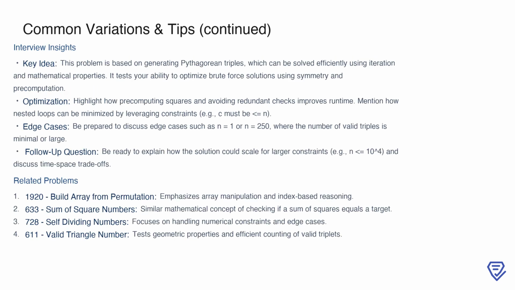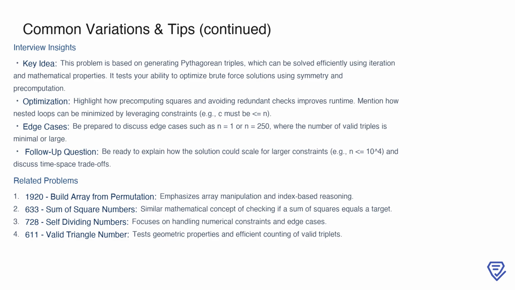In interviews, this problem often tests your ability to optimize brute force solutions using mathematical properties and efficient techniques. The key idea revolves around generating Pythagorean triples while minimizing unnecessary computations. For example, pre-computing squares and eliminating redundant checks can drastically improve runtime. Interviewers may also assess whether you can leverage constraints, such as the fact that C must be less than or equal to n, to minimize the number of nested loops.